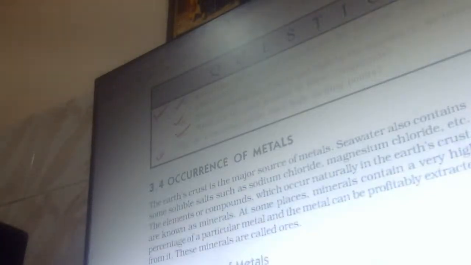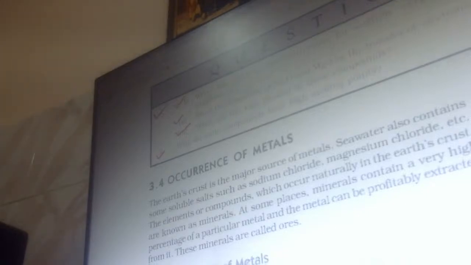Some places contain minerals in a very high percentage. What are minerals? Minerals are places where metals are found. Really, is that it? Elements or compounds that occur naturally in the Earth's crust are known as minerals. Ores are those minerals from which metal can be economically and profitably extracted. Geography is coming here. Yeah, that's what ore is. Extraction of metal.